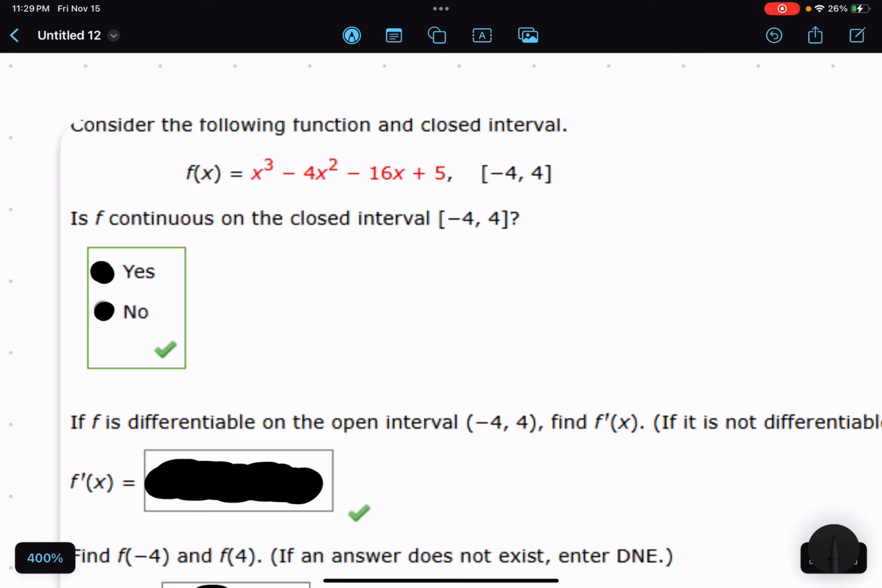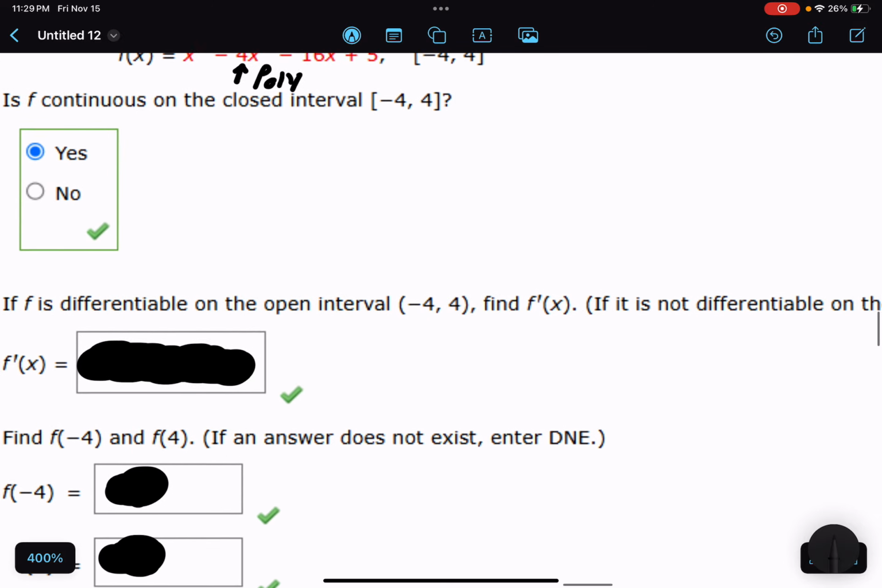So is f continuous on the closed interval -4, 4? Well, we know that this over here is a polynomial, which basically just means that yes, f is continuous. Whenever you have a polynomial function, f will be continuous on a closed interval.